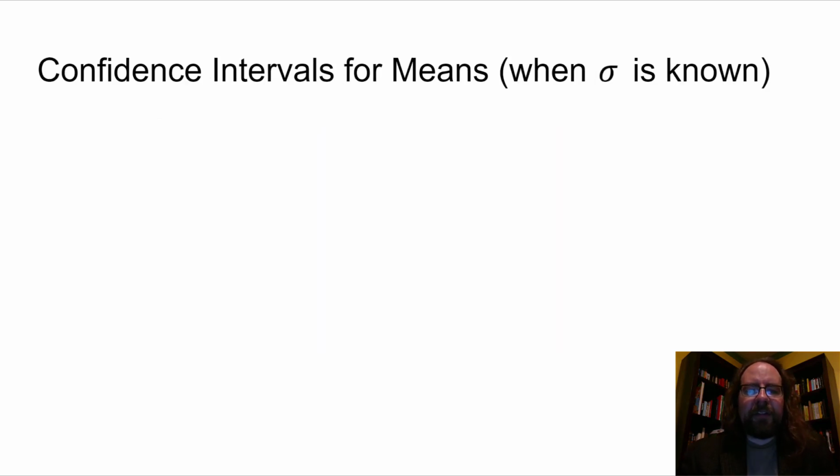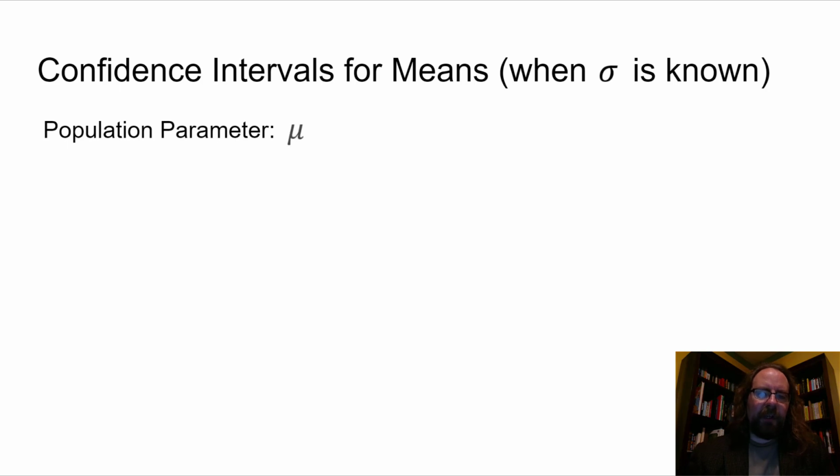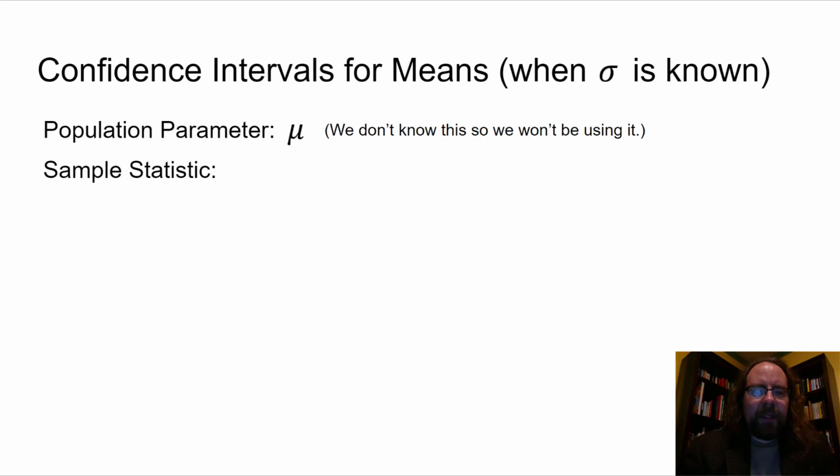If we're constructing a confidence interval for a population mean, we're going to be doing this assuming that we actually know the population standard deviation, sigma. I will explain why at the end of this video. But the population parameter is normally called mu, as we discussed in the last video. But again, this is a confidence interval, so we're going to assume we don't know mu, so we're not going to be using it. Instead, we're going to use the mean of a sample that we take, and that statistic is called x bar. So that's how we represent the mean of a sample as opposed to a population.